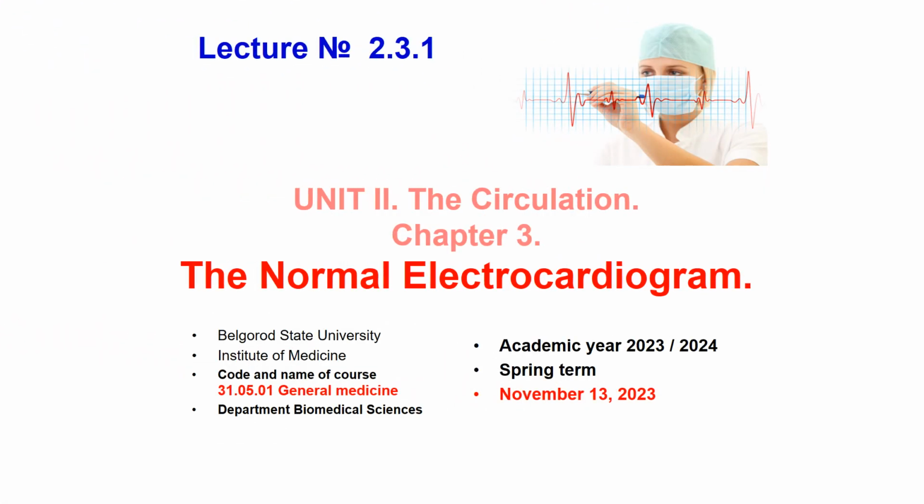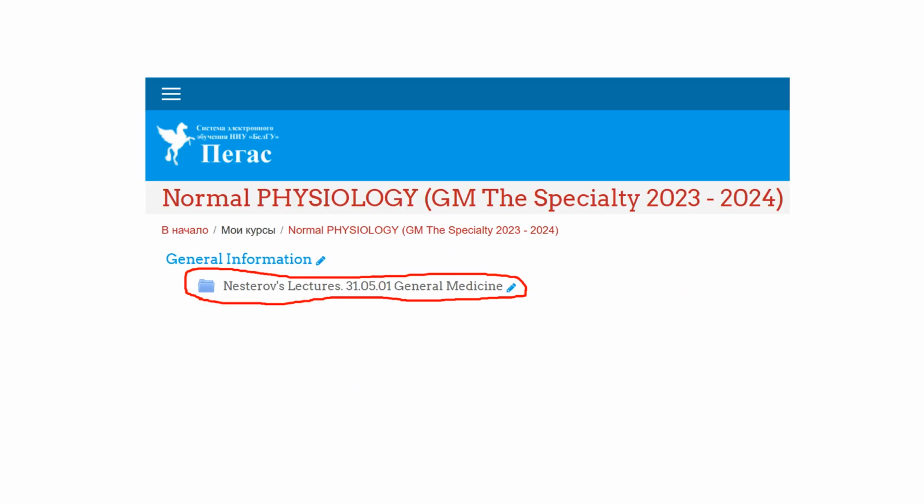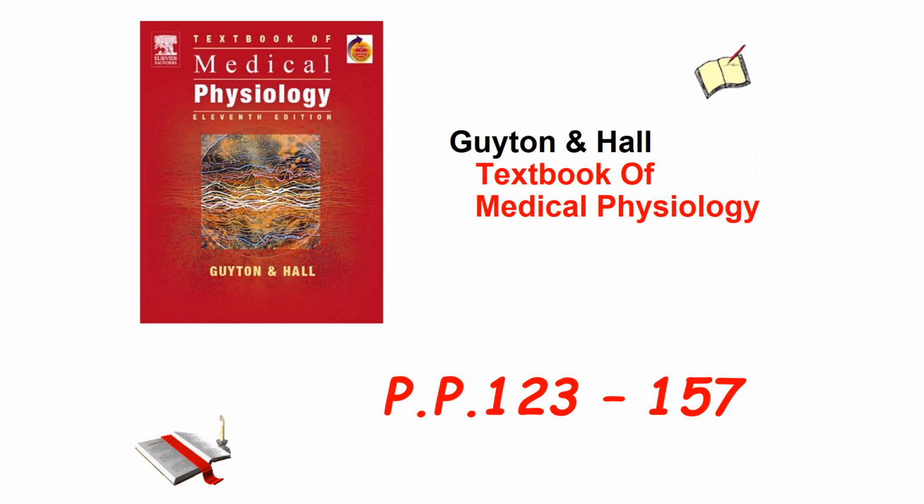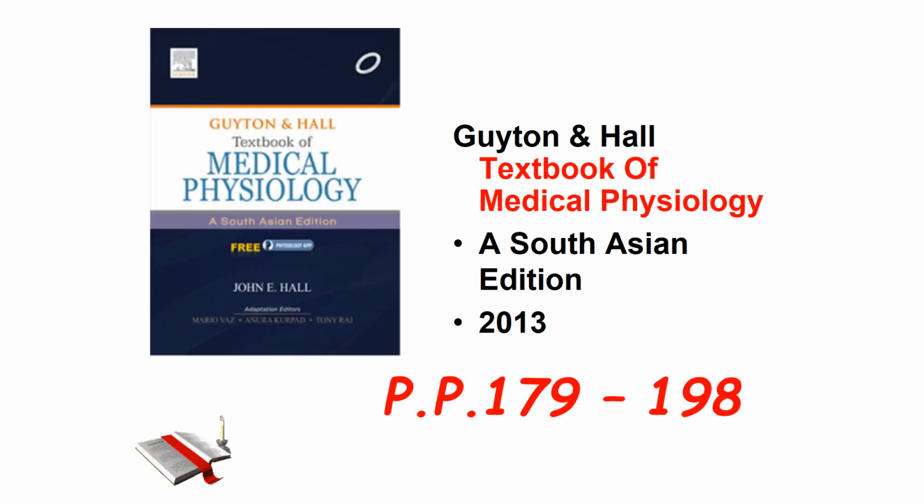Second unit. The circulation. Chapter 3. The normal electrocardiogram. Study of electrical properties of the myocardium. This lecture can be found on the Normal Physiology course website. Guyton and Hall. Textbook of Medical Physiology. Pages 123 to 157. You can also familiarize yourself with this topic with this tutorial.